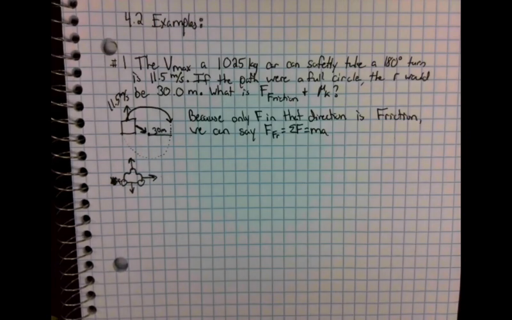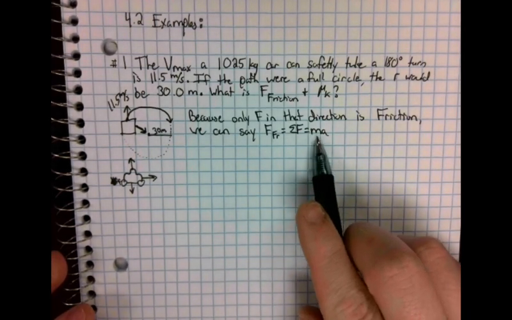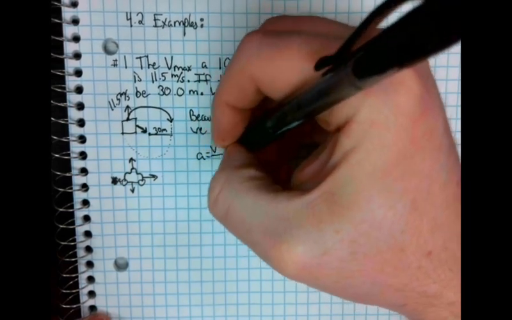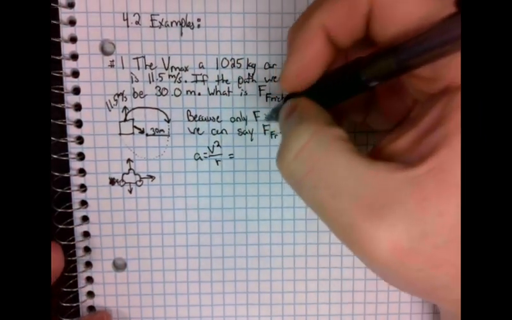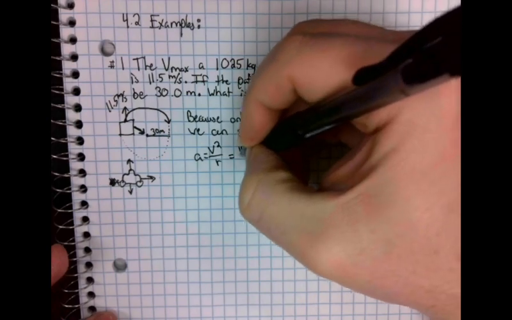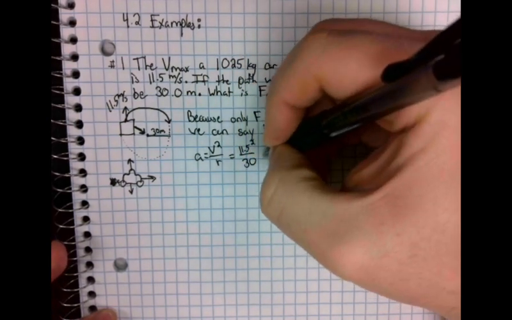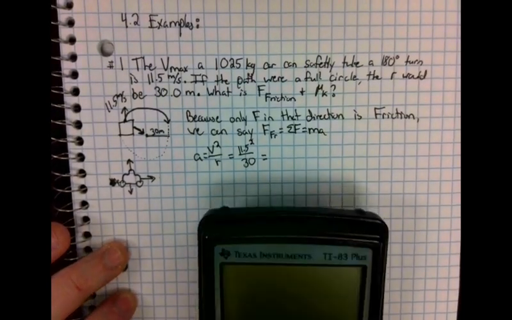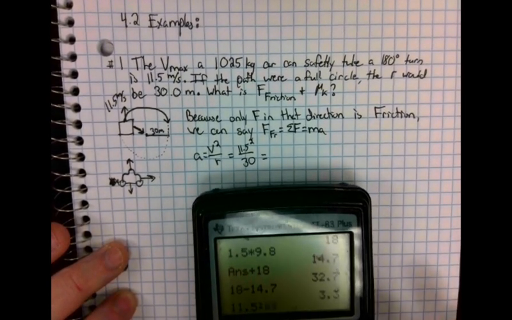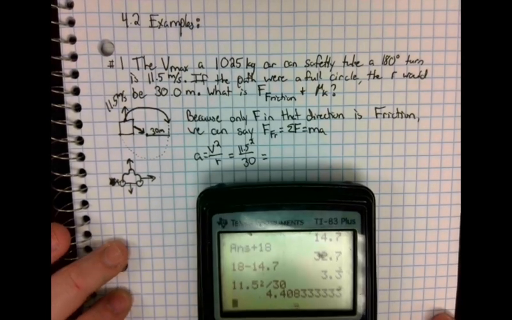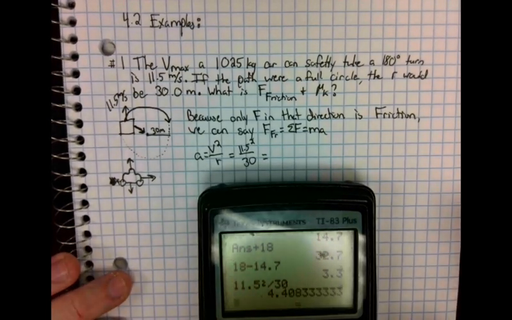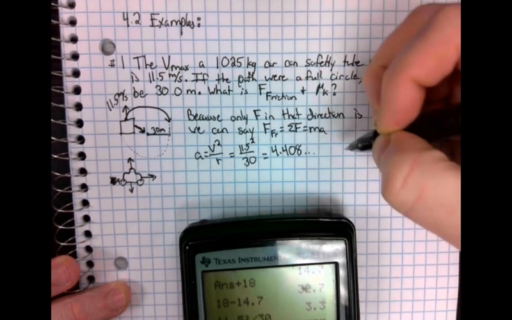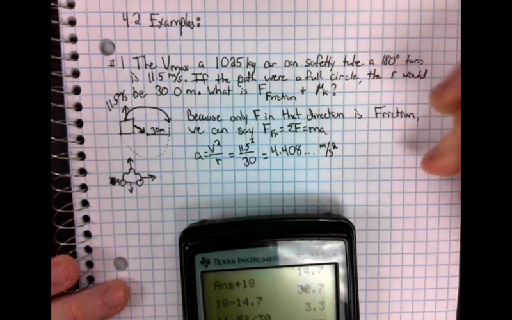Looking at the information we're given, we don't have our a yet, but we can solve for a. Acceleration is equal to v squared over r, and v in this case is 11.5, so 11.5 squared over a radius of 30. We'll plug that in. 11.5 squared over 30, I get 4.408, and so on, meters per second squared.